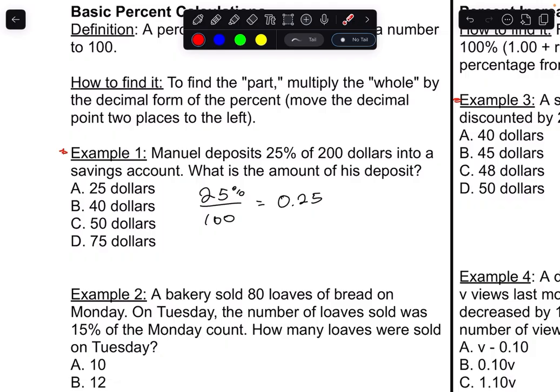That being said, if I'm looking at percentage and I'm trying to figure out a portion of whatever context we're looking at, that means multiplication. So in this case, if I'm saying Manuel is depositing 25% of $200 into a savings account, how much is he depositing? I'm taking part of his 200, as in 25% of his 200, and that's how much I'm depositing, which in this case would just be 50. So percentages, very, very nice.